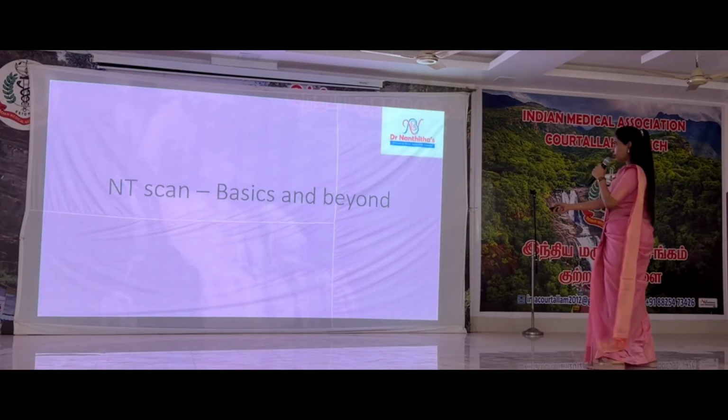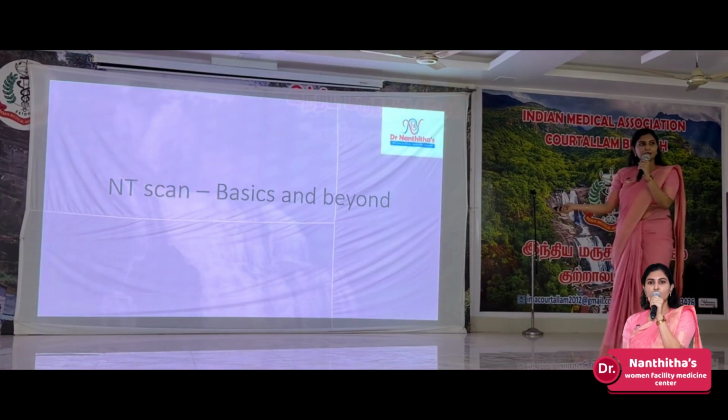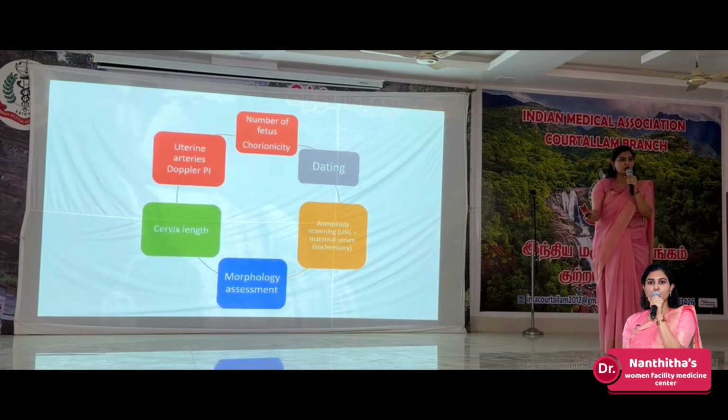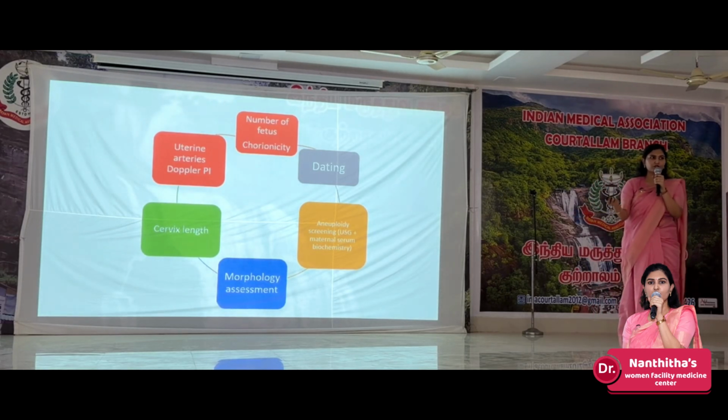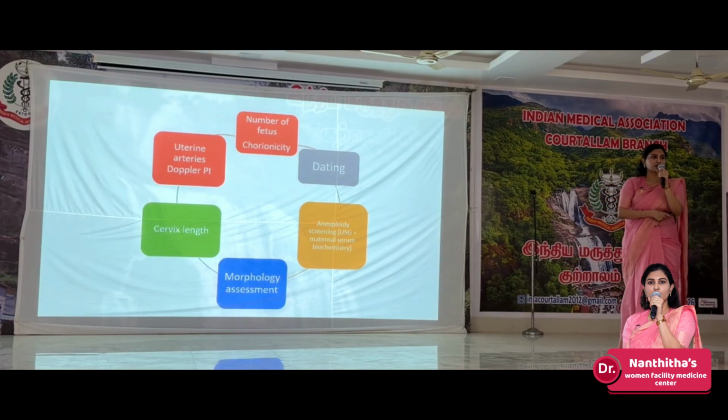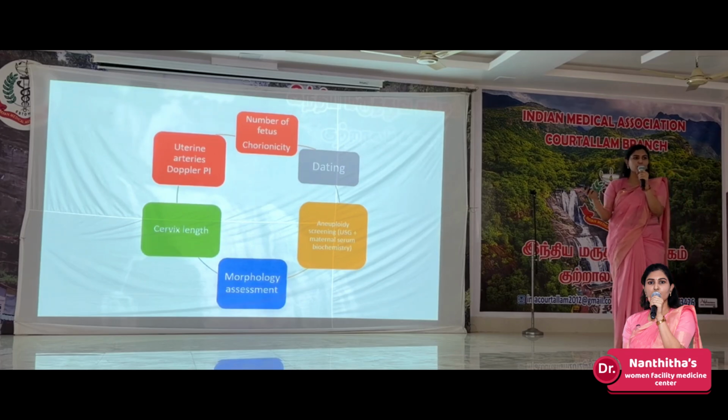Okay, today I am going to talk about the NT scan basics and beyond. So, when a patient is coming to you around 11 to 14 weeks of gestation, what are things you are going to look at? First thing is we should look at the number of fetuses, whether it is multiple gestation or single gestation. And if it is a multiple gestation, always ask for the chorionicity.